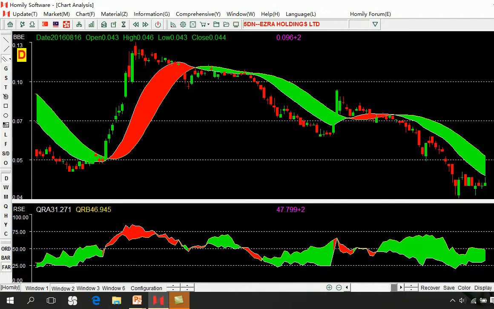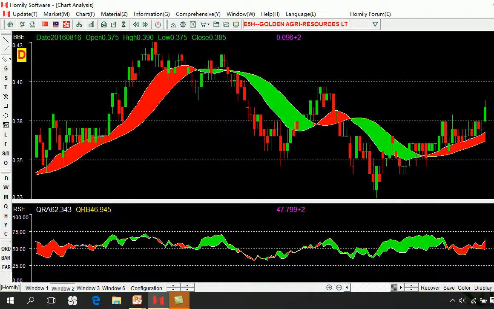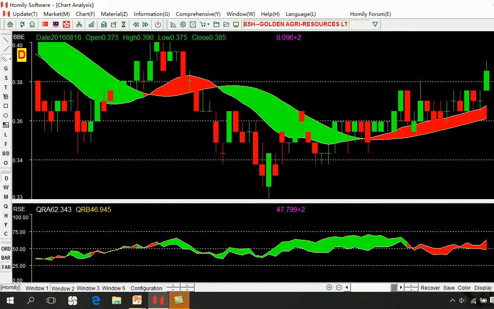This one is weaker or not? It's weaker than index, not stronger. Then we can see this one, stronger or not? Yes, this one is stronger than index. Okay. Then we can see this one.